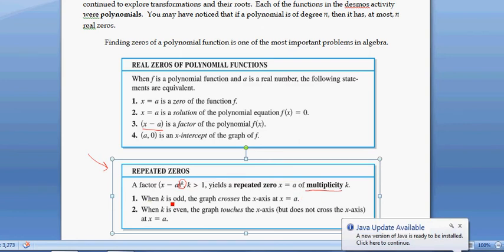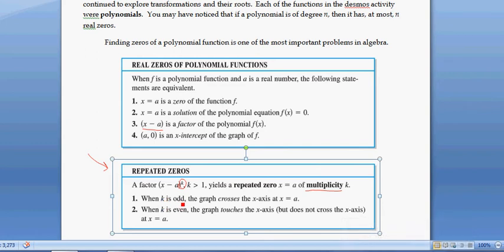When the multiplicity is odd, including to the first power, which is what we were mostly looking at in the beginning, the graph just crosses through the x-axis at a. But when k is even, the graph will just touch, skim the x-axis and bounce back off. So instead of passing through, it touches and then bounces back off. This is what it would look like if we have odd multiplicity, and this is what it's going to look like if we have even multiplicity.